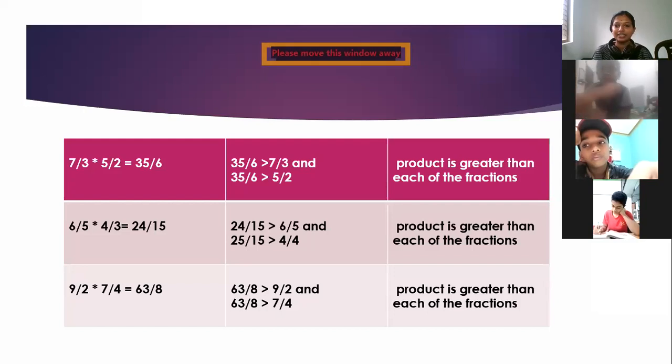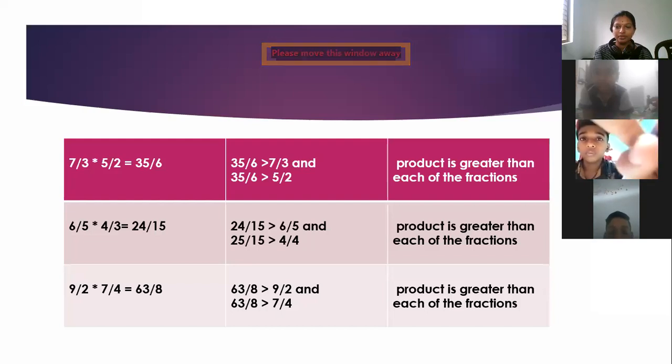Joel, which one is the largest? 7 by 3, 5 by 2 or 35 by 6. Which is the largest number? Please unmute and say.